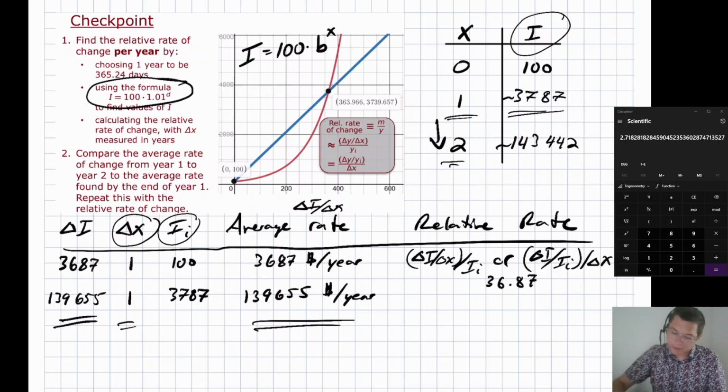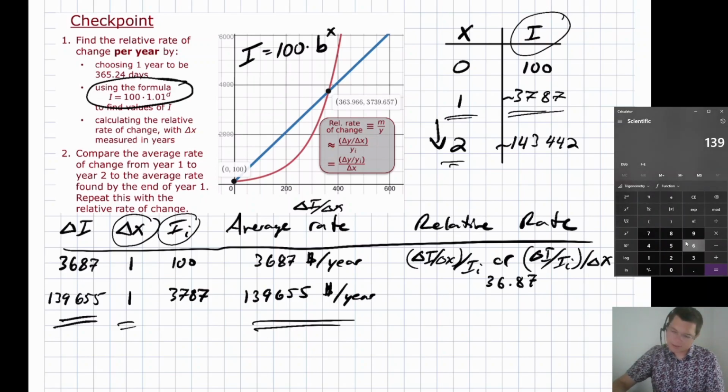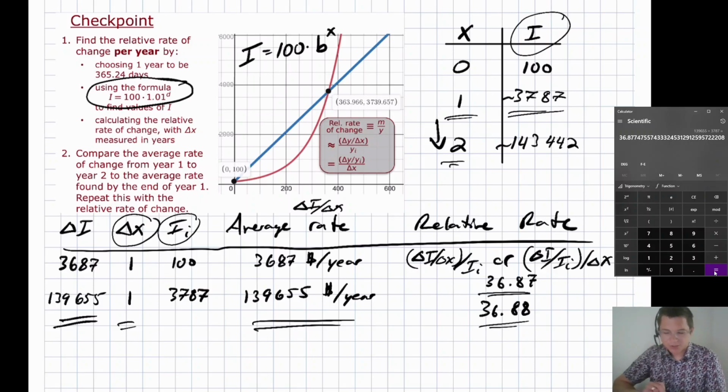The relative rate, though, if I take 139,655 and divide that by my initial value, 3787, I get 36.88. So it was approximately constant from 1 year to the next. So yeah, 36.87, 36.88. So while the average rate of change for my exponential keeps increasing, the relative rate of change should roughly stay the same.